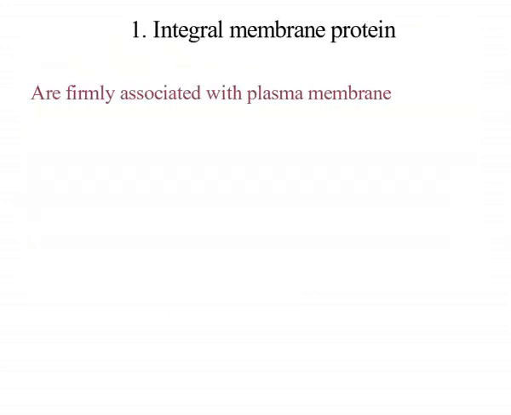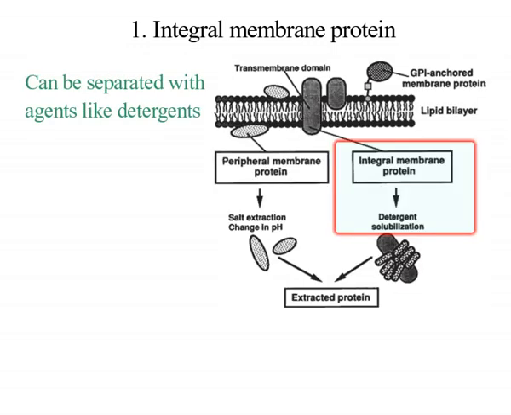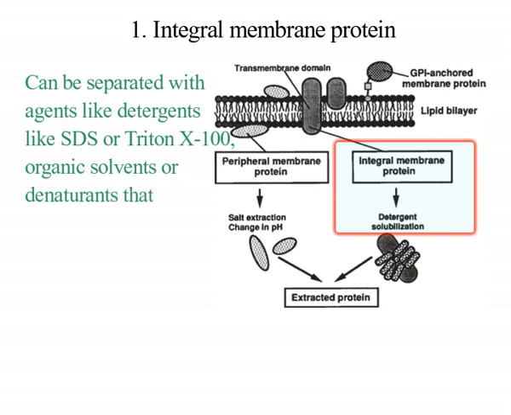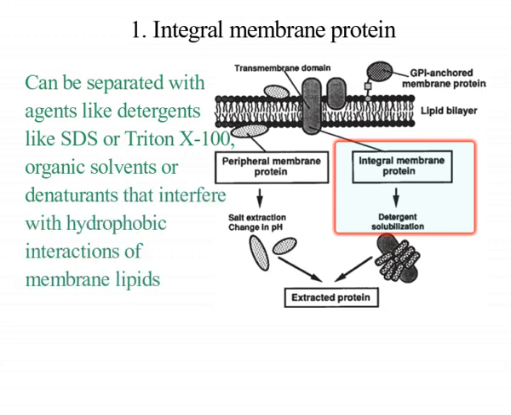The integral membrane proteins are firmly associated with the plasma membrane. They can be separated with agents like detergents such as SDS or Triton X-100, organic solvents, or denaturants that interfere with hydrophobic interactions of the membrane lipids.